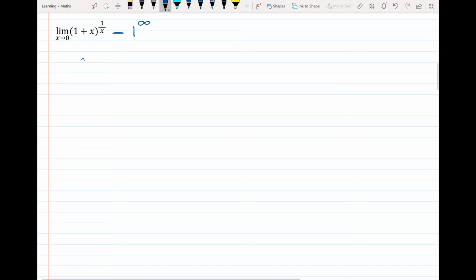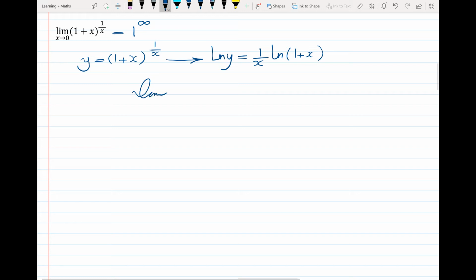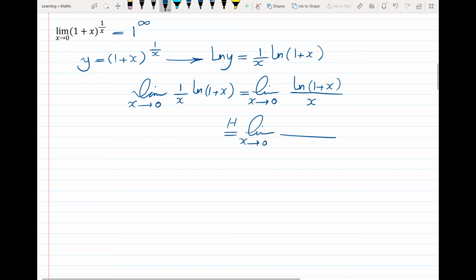To find this limit, we name 1 plus x to the power of 1 over x y, and then we take ln from both sides of this relation, and we get 1 over x times ln of 1 plus x. To find limit of 1 over x times ln of 1 plus x as x approaches 0, we use L'Hopital's rule. First, we write it in fraction form, and then we take derivative of top and derivative of bottom separately.